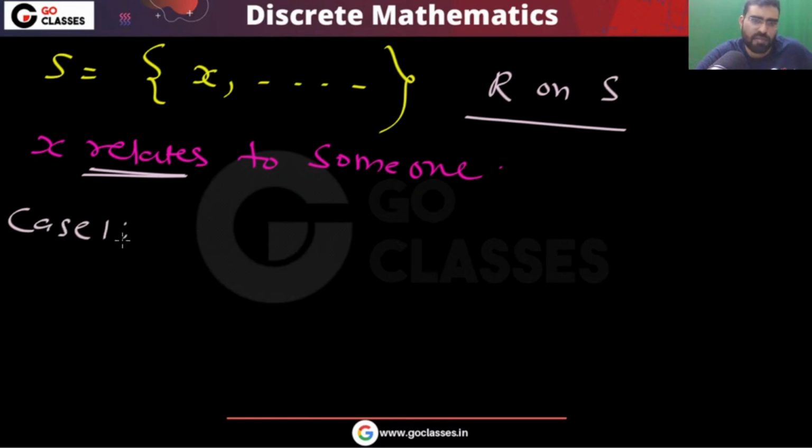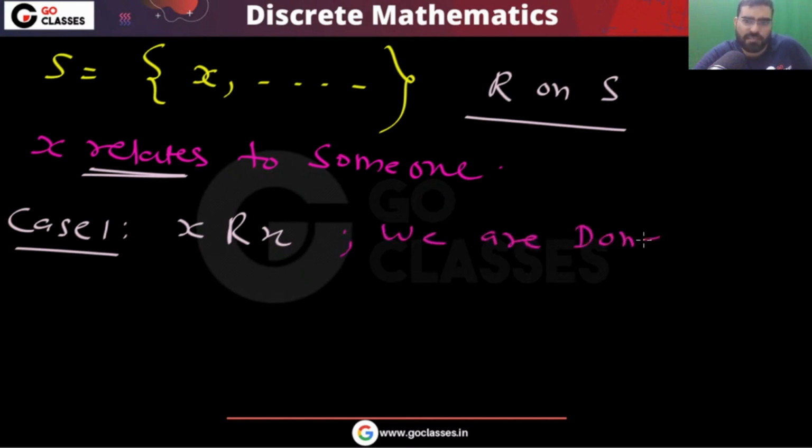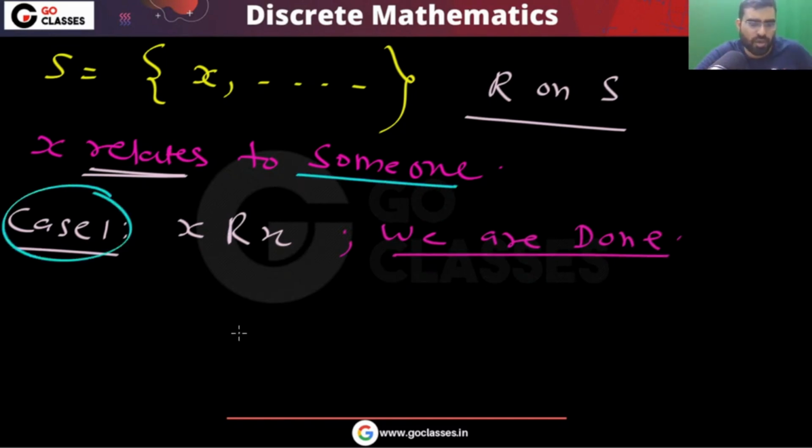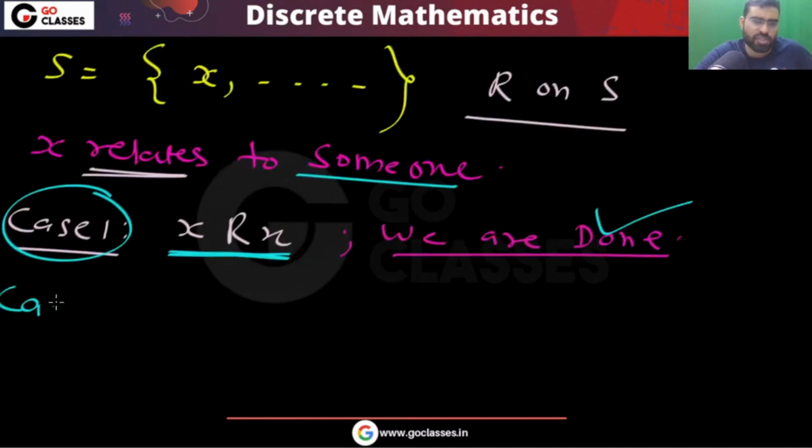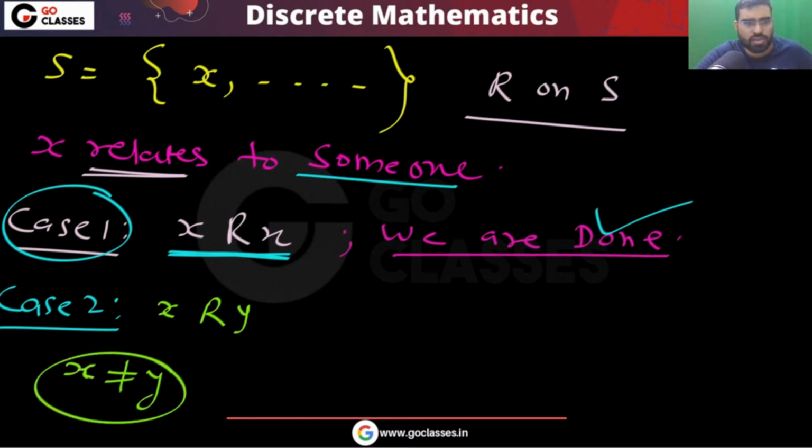What is case one? Case one is X relates to X. Then there is no problem. Then we are done. Yes or no? In this situation, can I say that we are done already? Yes, because X relates to someone and case one is X relates to X. If X relates to X, then we are done. What will be case 2? Case 2 will be that X relates to Y, where X is not equal to Y. So X relates to Y. Then you can notice that by symmetry, what will happen?